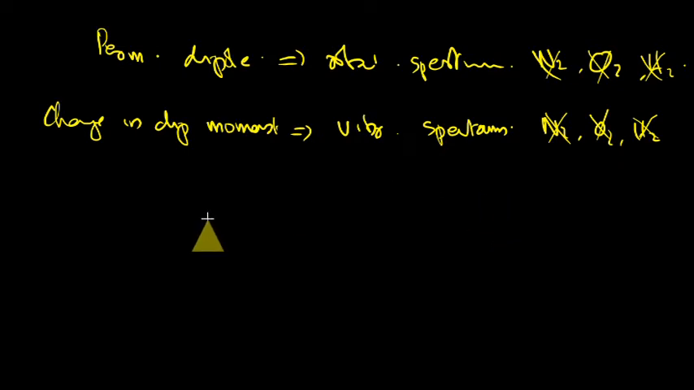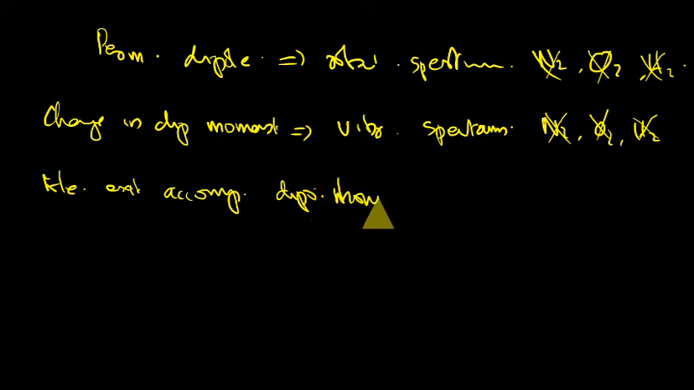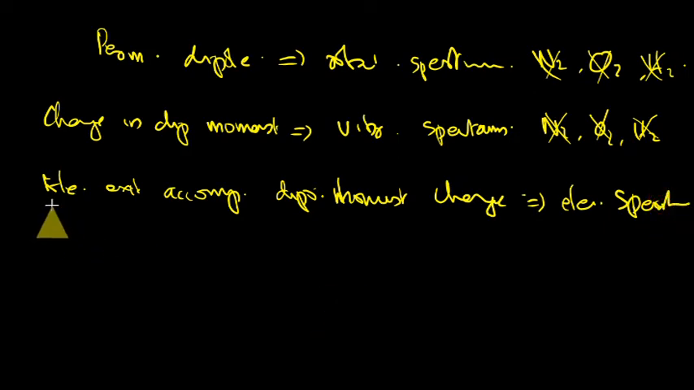Now, what about the electronic spectrum? In the case of the electronic spectrum, the condition is that the electronic excitation, or the electronic transition, should be accompanied by a dipole moment change. That is the condition for electronic spectroscopy.